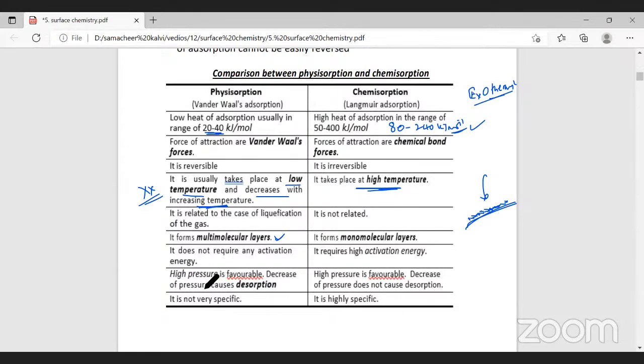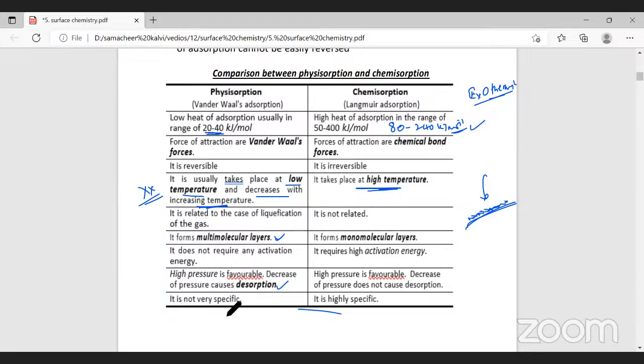In physical adsorption, high pressure is favorable. Decrease of pressure causes desorption. So in case of physical adsorption, you have to apply pressure. High pressure is favored. In case of chemisorption, high pressure is favorable. Decrease in pressure does not cause desorption.